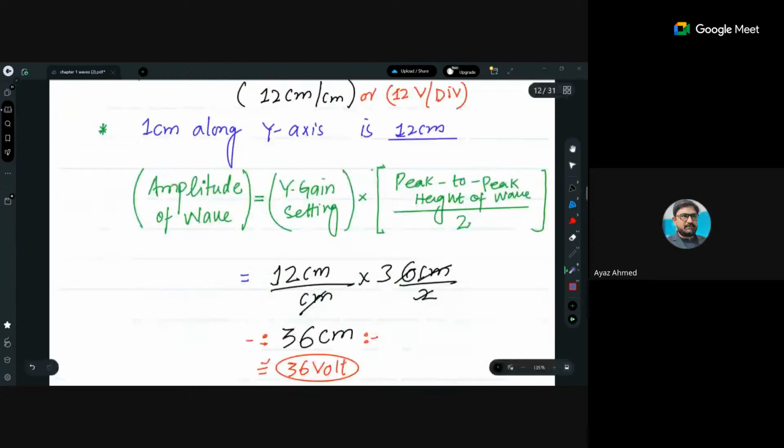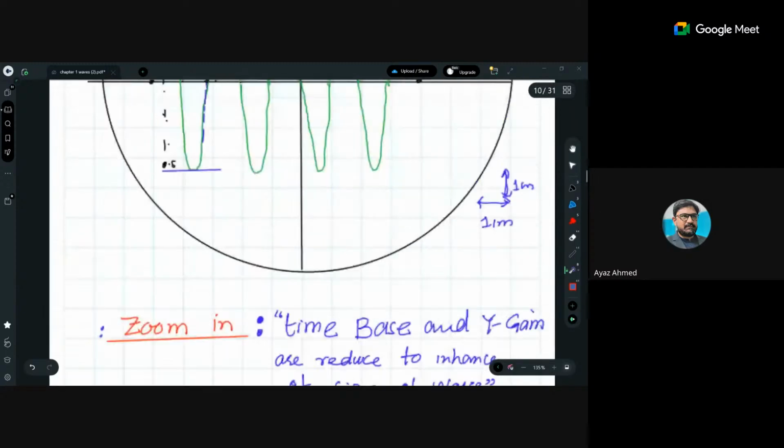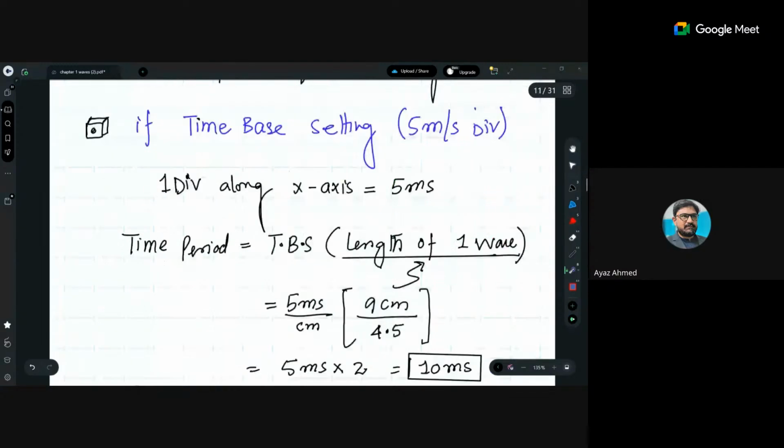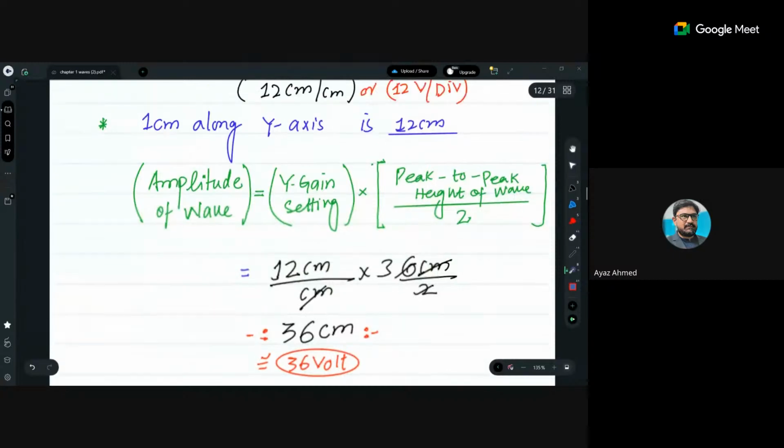Yes. Okay, so you can find the amplitude of the wave by using the y gain setting into the peak to peak height divided by 2. Peak to peak height means you select wave peak 1 and wave peak 2. So how many divisions are there? Let's say it is 1, 2, 3, 4, then 1, 2, 3, 4, 5, and the other half over here, so it is 6. So 6 divisions are there, peak to peak. You divide it by 2, so 6 divided by 2, 3 centimeters is its amplitude.